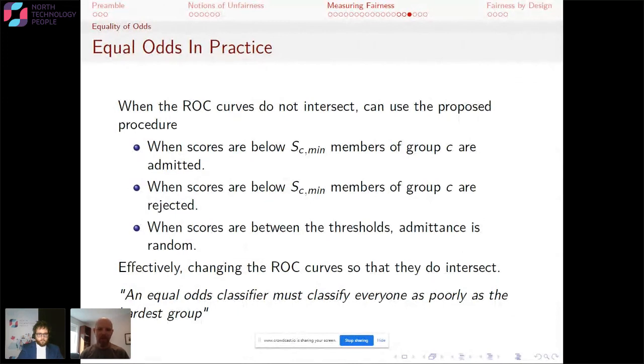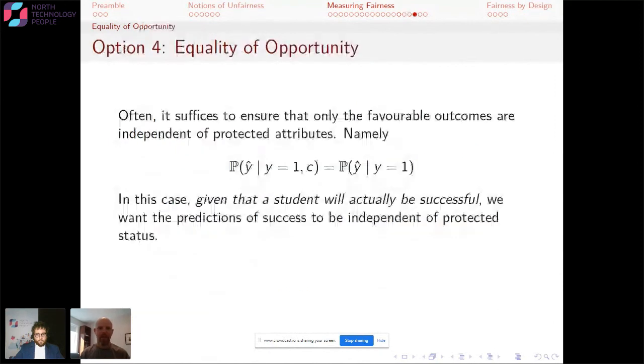One of the problems with this is that you lose a lot of utility. You're going to ultimately end up with a much worse model than you can by using some other, hopefully valid, definitions of fairness. And in particular, this kind of classifier that requires equal odds basically has to adhere to the hardest group to classify. The hardest group to make decisions for will dictate how everybody else gets their decisions made as well.